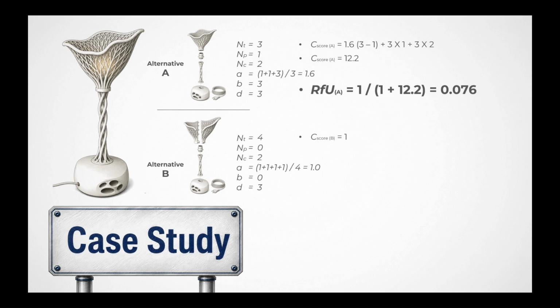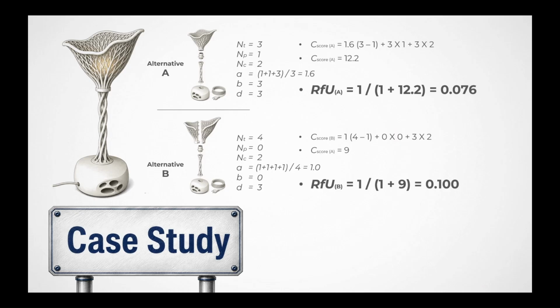Cscore equals 1.0 multiplied by (4 minus 1), plus B multiplied by 0, plus 3 multiplied by 2. This equals 3.0 plus 0 plus 6, which equals 9. This pushes the readiness for use up to 1 divided by 1 plus 9, which equals 0.100.